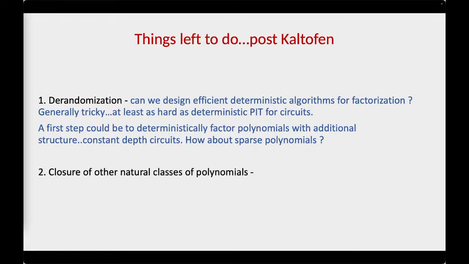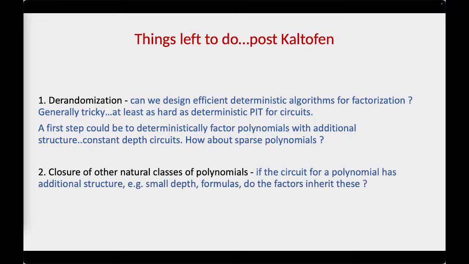The second family of questions of interest here is to understand if other natural classes of polynomials are closed under factorization. So suppose that the circuit for a polynomial has additional structure, like it has small depth, or it's a formula, or it's sparse. Do the irreducible factors of the polynomial also inherit these properties? So that's a natural question.